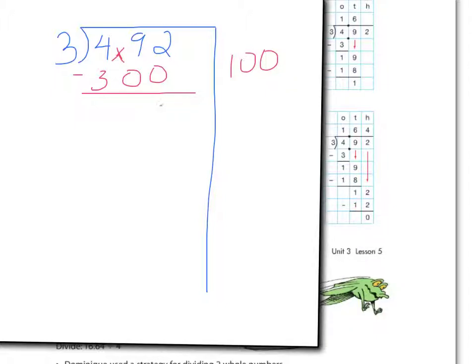2 take away 0 is 2. 9 take away 0 is 9. 4 take away 3 is 1. I can't fit another 100 in. But I'm going to go 30 because 3 times 3 is 9. Add that 0, that's 90.